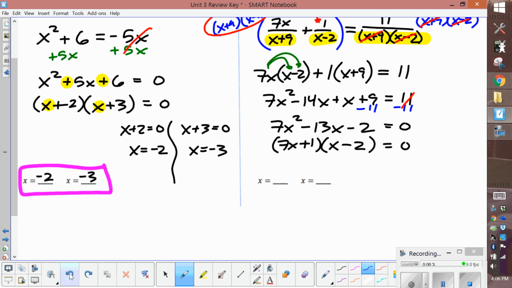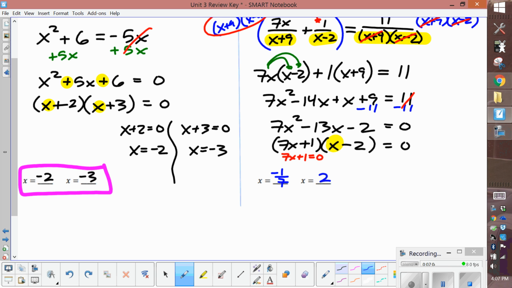Okay, my answers. The one on the right is pretty easy. I notice what would create a 0 in that set of parentheses, and that answer is 2. And then the one on the left here, I do have to think of this like a little two-step algebra equation. When would that 7x plus 1 equal 0? And it's a two-step, right? Subtract 1 from both sides, and I would divide by 7. So here are my two answers.